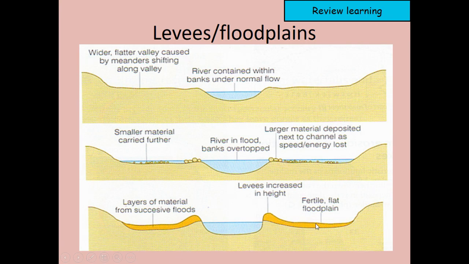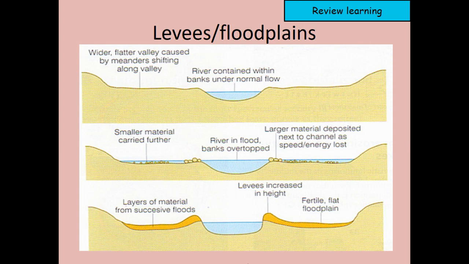Now, the sediment that is left behind in the floodplain will make that soil really fertile. That's why a lot of farmland is on a floodplain, because those nutrients from the silt and sand create excellent soil conditions. So that's why a lot of farms and animals are kept close to rivers.